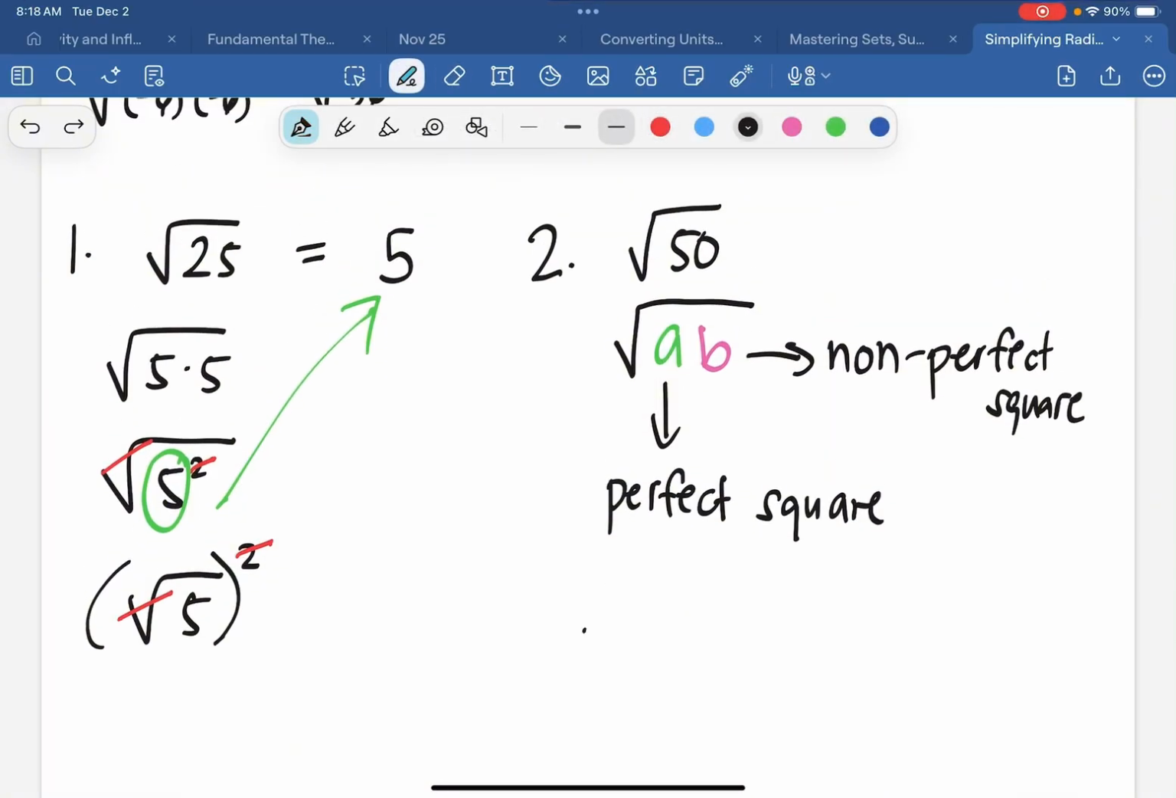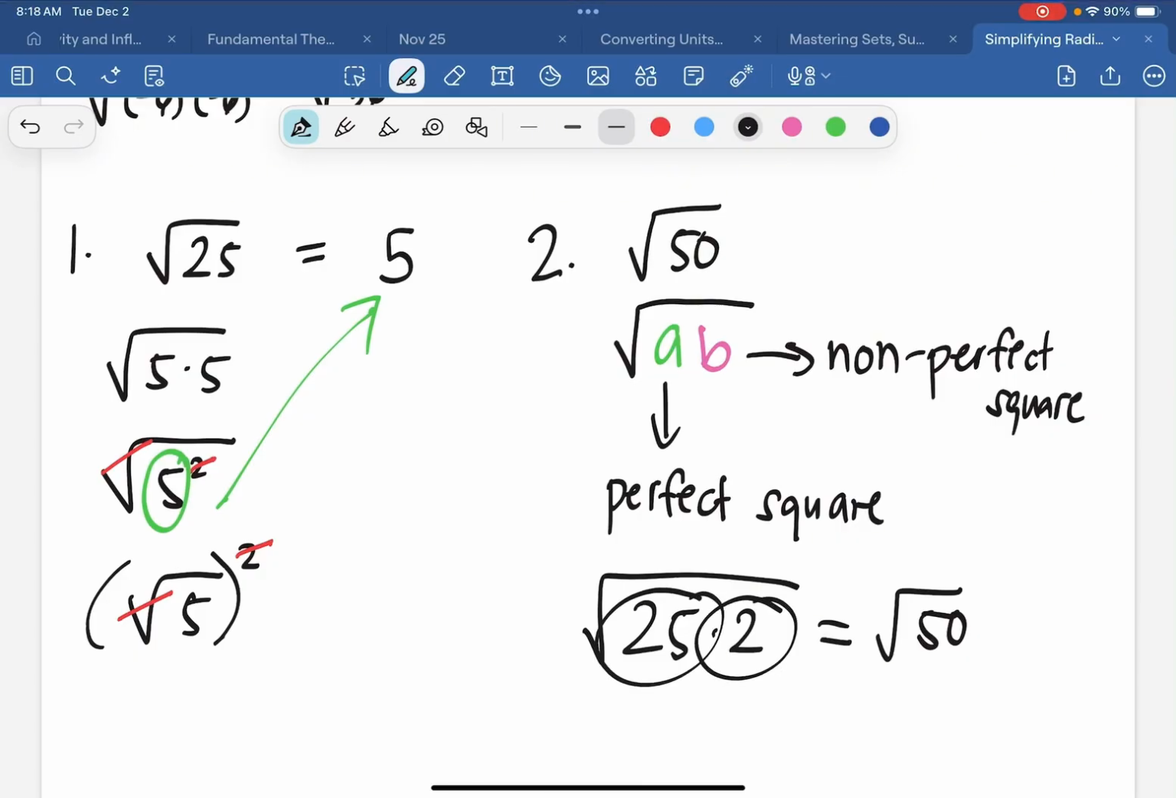Now, the next perfect square would be 25. So 25 times 2, which is 50. So based on this one, the numbers that we are going to use would be 25 and 2. Now let's work out this one. Let me erase these.